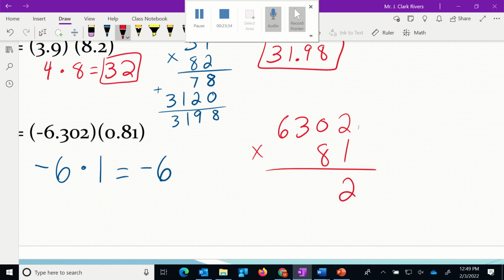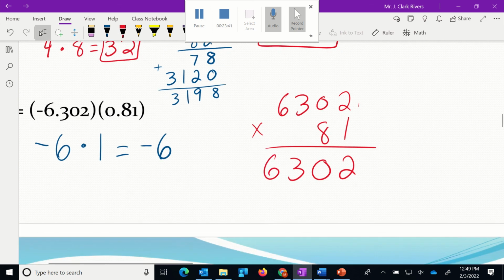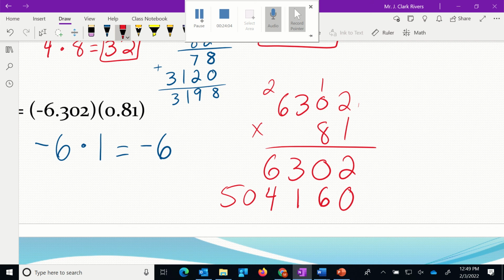1 times 2 is 2. 1 times 0 is 0. 1 times 3 is 3. 1 times 6 is 6. Put down a 0. 8 times 2 is 16. Carry the 1. 8 times 0 is 0. 0 plus 1 is 1. 8 multiplied by 3 is 24. So I write a 4 here in the 1 place. Carry my 2. 8 multiplied by 6 was 48, right? 48 plus 2 is 50. Everybody good with that so far?